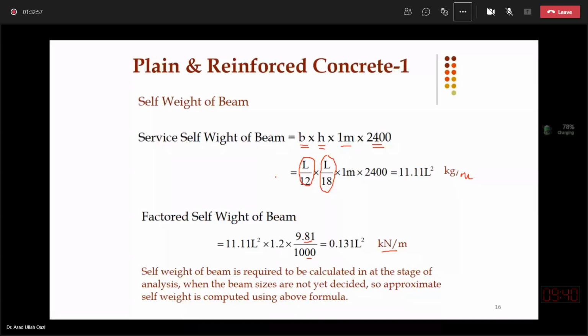So rather than using this equation, you can intelligently include the self weight of the beam by fixing the cross section first. If you want to just use it for estimation, then this span by 12 for B and span by 18 for H will be a good choice for B and H. And then finally you will also multiply this self weight with the corresponding load factor, which is 1.2, and also to convert it into kilonewton per meter you will multiply it with 9.81 divided by 1000.